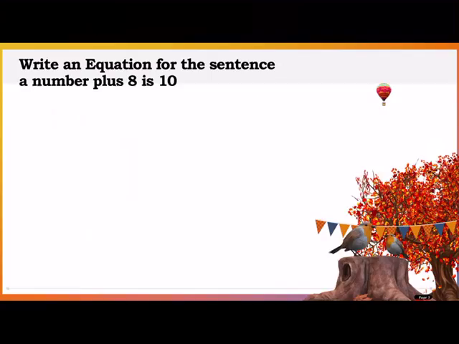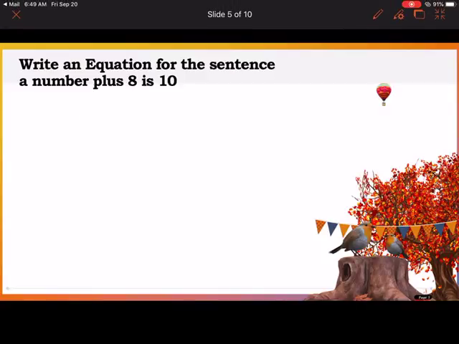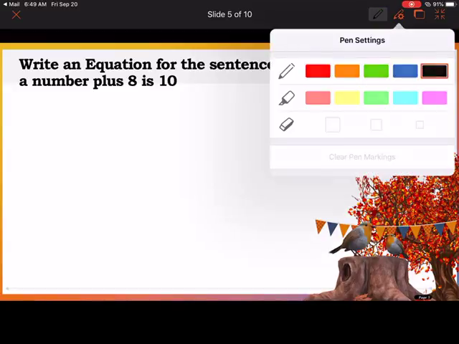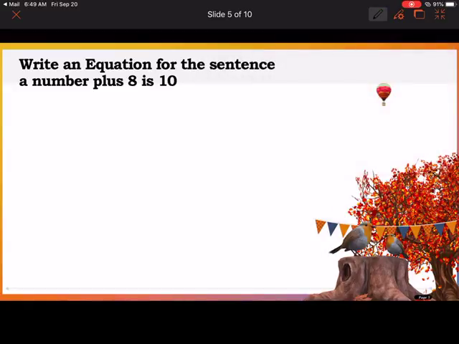So write an equation for the sentence, a number plus 8 is 10. I have to identify the unknown, that would be the first step. I'm going to call a number x, so that's the unknown. And then I'm just going to do what it says. So x equals the number. So x, and then it says plus, that's a key word, plus 8 is equal. So remember that, that's important. Is equal to 10. And that's all it's asking you to do.